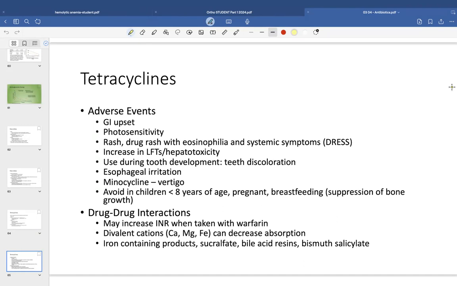Allergic reactions, eosinophilia, systemic symptoms, esophageal irritation get reported, tooth discoloration, and they have some effect on bone growth and cross into milk, so you avoid using them in children. Right? So, not the least safe drugs, but you'll still see patients on these chronically, especially for the derm implications.